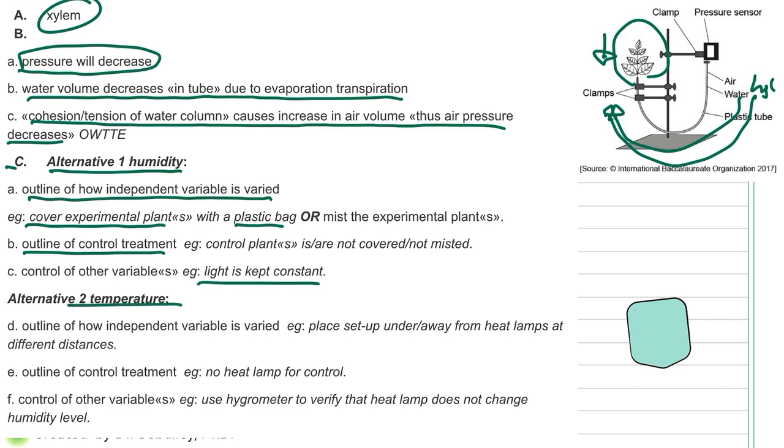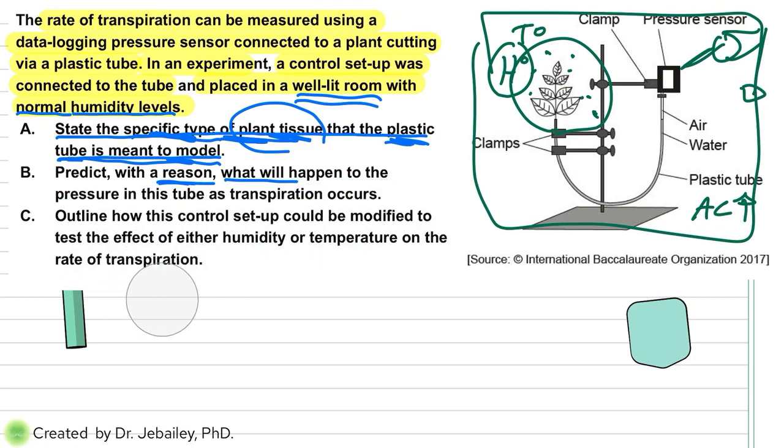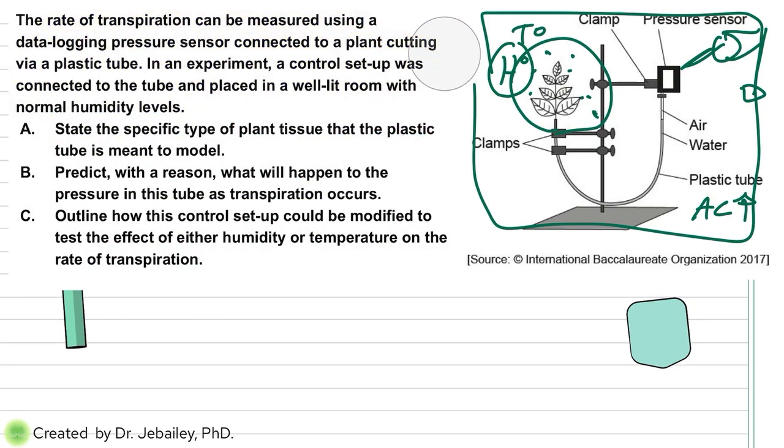Here, temperature. Outline how the variable is varied. That means we can use different temperatures like 10, 20, 30, 40. Outline the control. That means no heat lamp for the control, right? So there's one without added heat. Control other variables. This can be, does not change humidity level, so we can just keep the rest of the variables, like the light, normal, and the humidity, normal. So here, going back to the question, just to be clear, it says outline how this control setup could be modified. Let me erase this again.